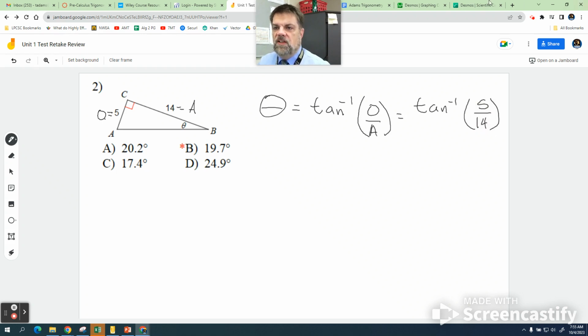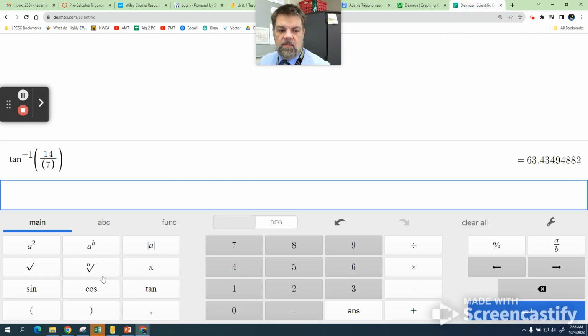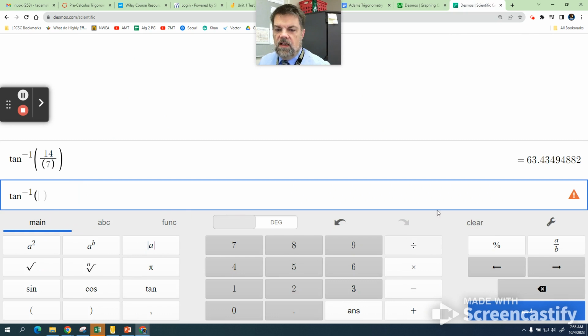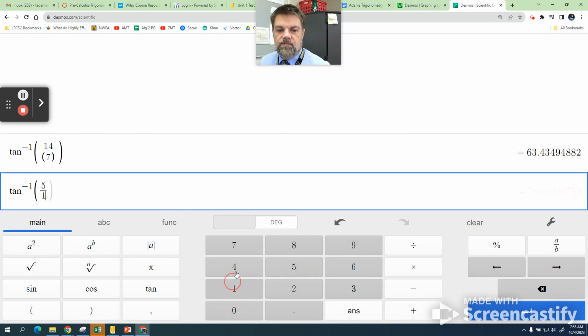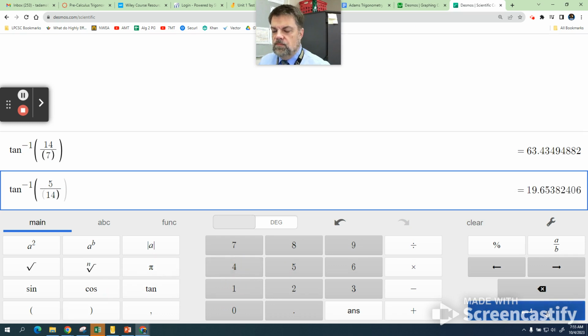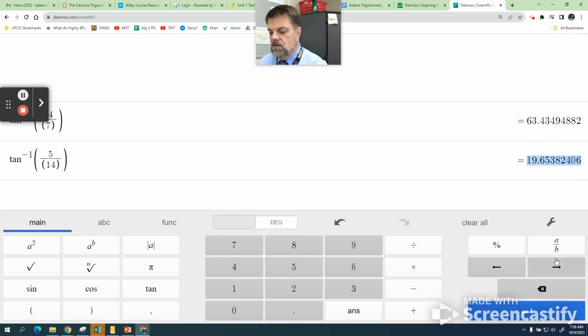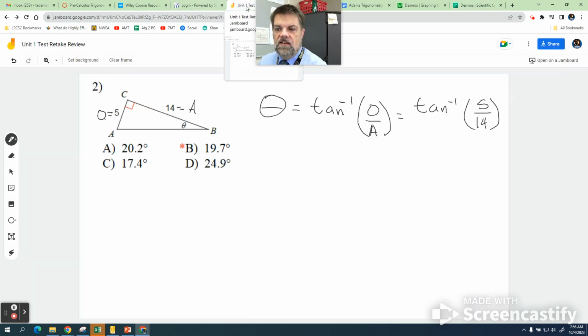So I'm going to plug this in my handy dandy calculator, and I'm going to go again. Arctan, what was that? 5 over 14? Yeah. 19.65 roughly, right? See that? So yeah, 19.65.